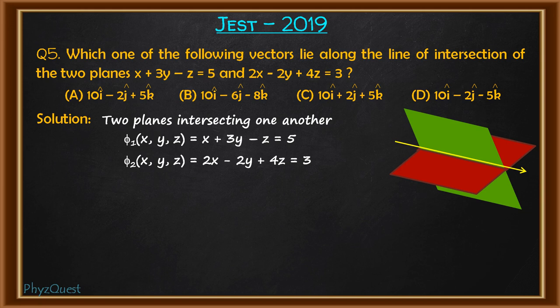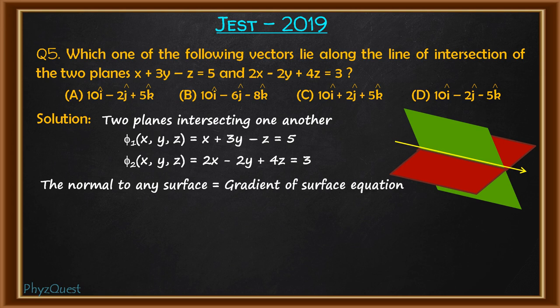So now our purpose is to find the vectors which are perpendicular to these two planes. The normal or perpendicular to any surface is equal to the gradient of the surface equation. So if we take the gradient of both surfaces, the gradient will give you the vector perpendicular to the respective planes.